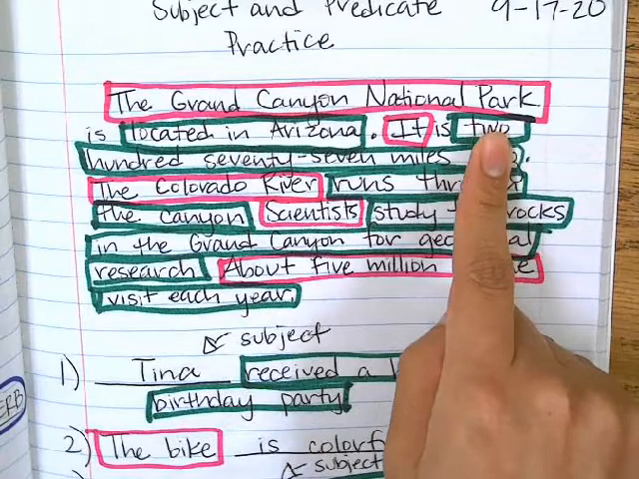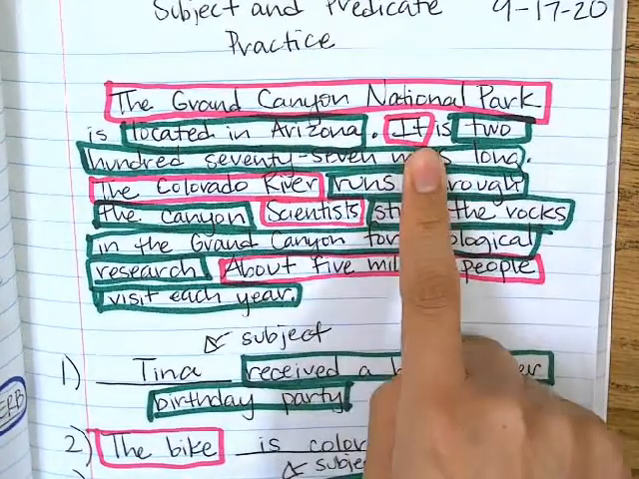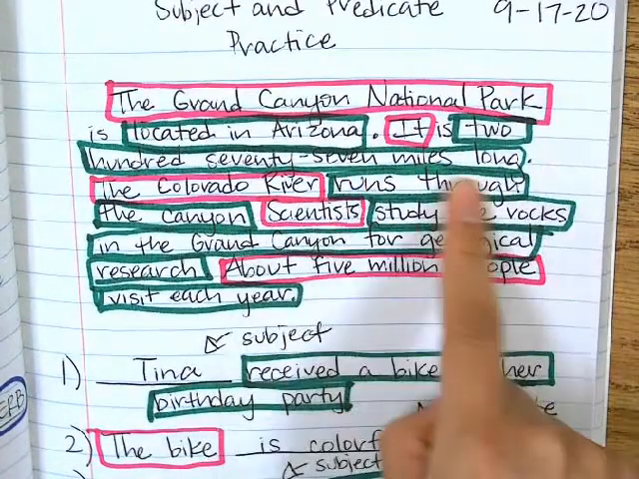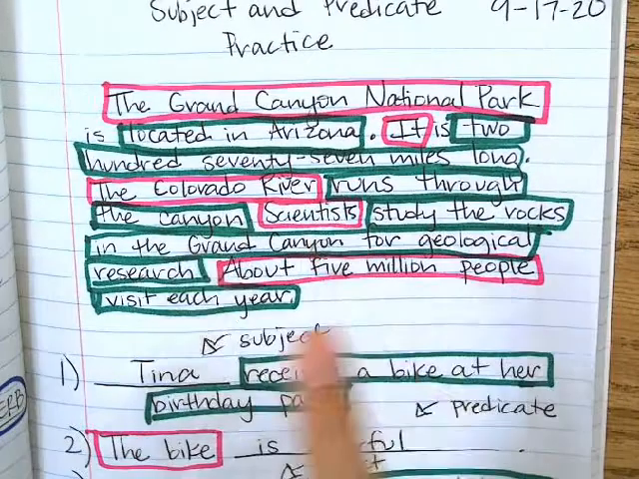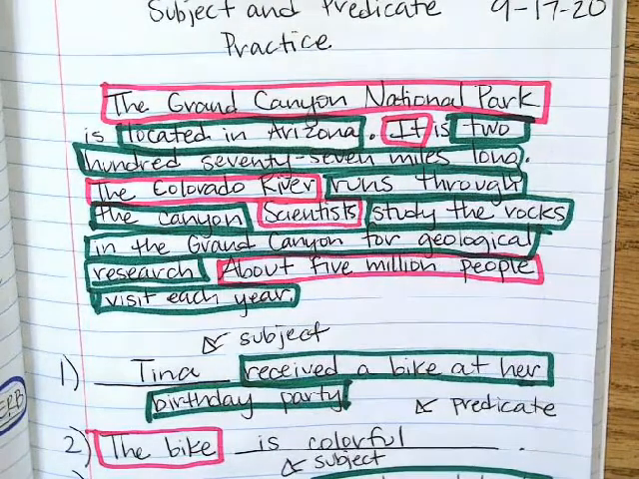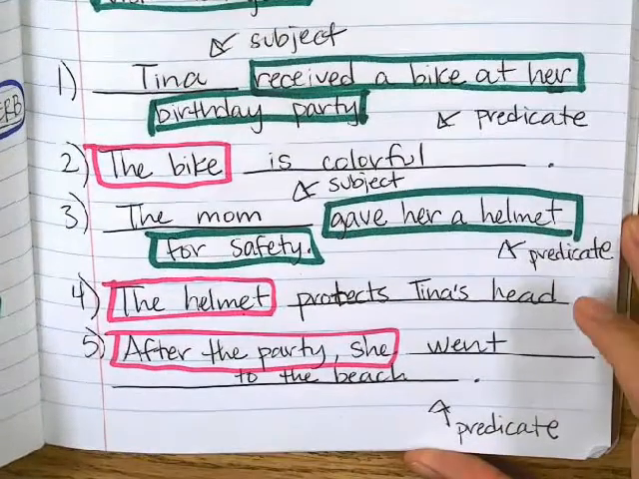What is the predicate? Oh, located in Arizona. Well, what about it? It's 277 miles long. What about the Colorado River? So the subject always includes the noun, and the predicate tells what the subject is or does, usually includes a verb. Okay? And then we went ahead and did this together as well.